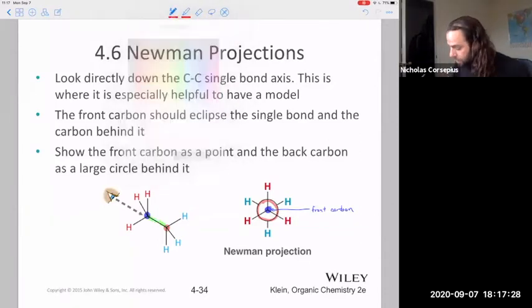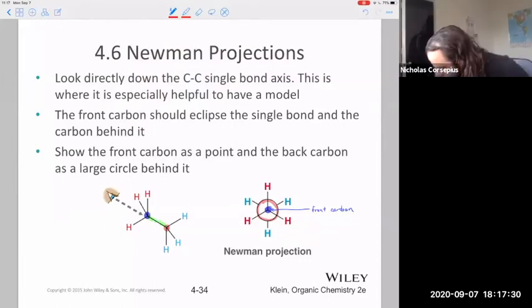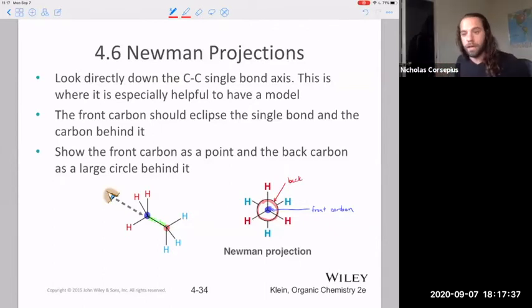The front carbon is that intersection of that Mercedes-Benz symbol. The back carbon is that circle. It's drawn that way specifically so that you can see it, right? I mean, it's not like it's big and sticking out back there. It's just drawn that way so that you can see what's what.